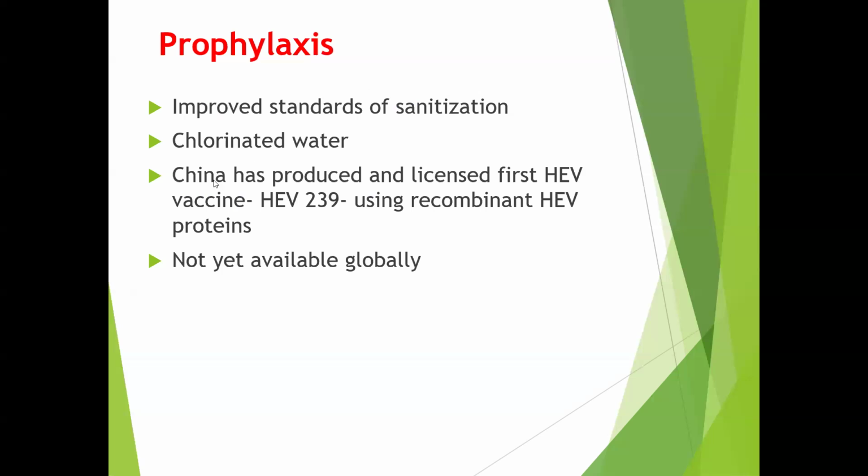Here, China has produced and licensed the first hepatitis E virus vaccine, which is called HEV 239. It is made using recombinant HEV proteins. It is available only in China. It is not available globally, and it is not in the Indian market.